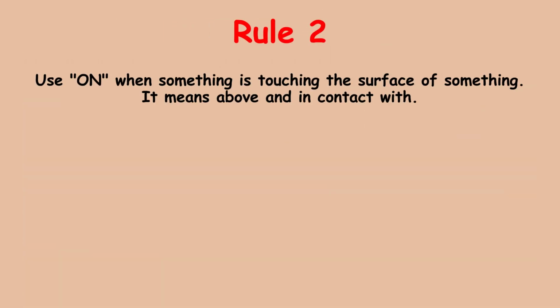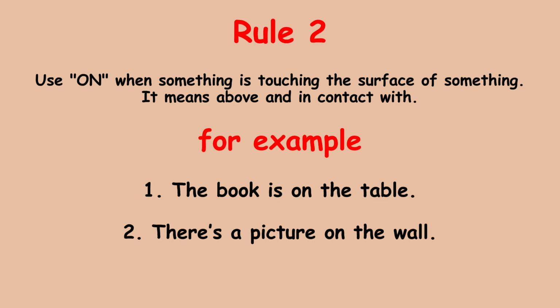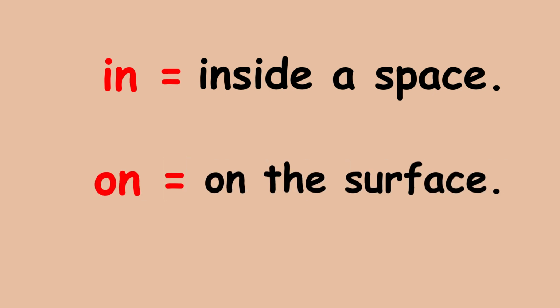Rule 2. Use on when something is touching the surface of something. It means above and in contact with. For example, the book is on the table. There's a picture on the wall. So remember, in equals inside a space. On equals on the surface.